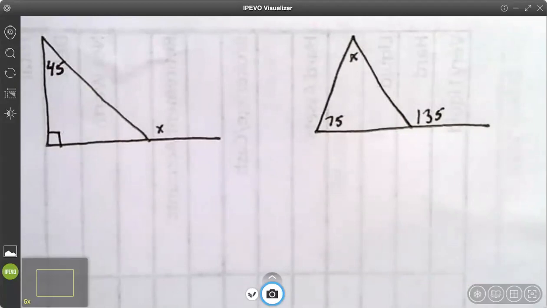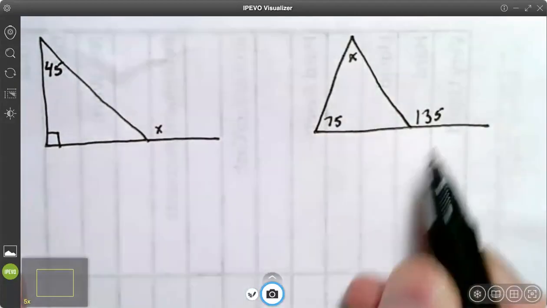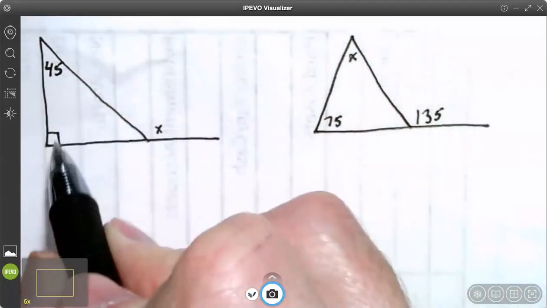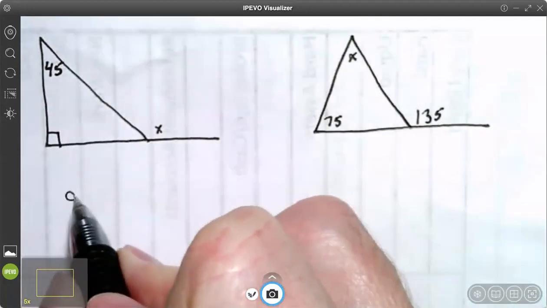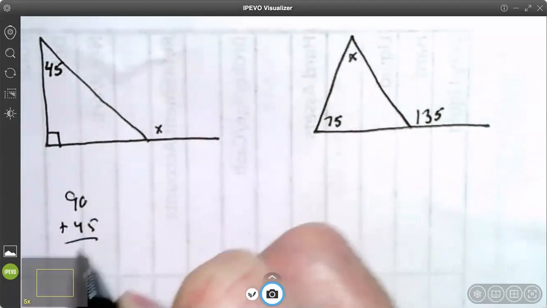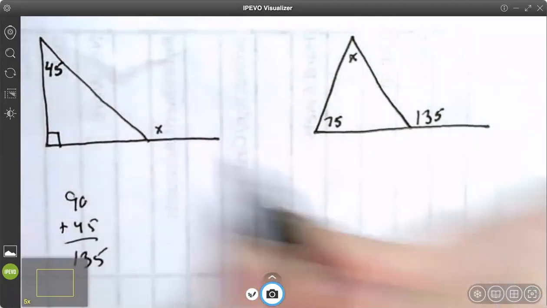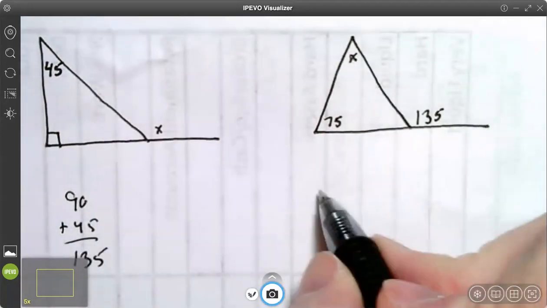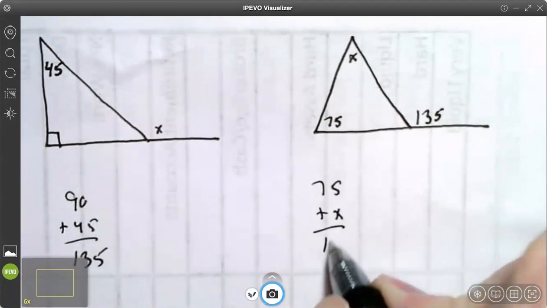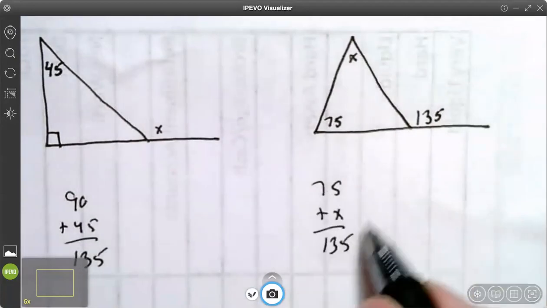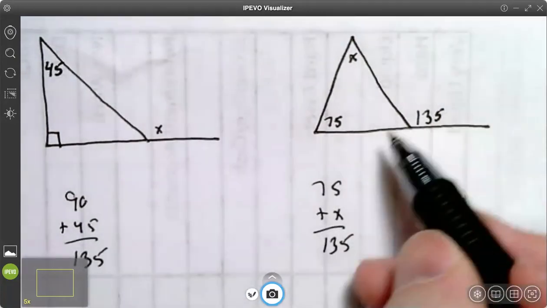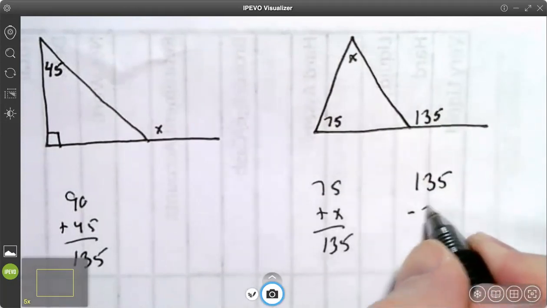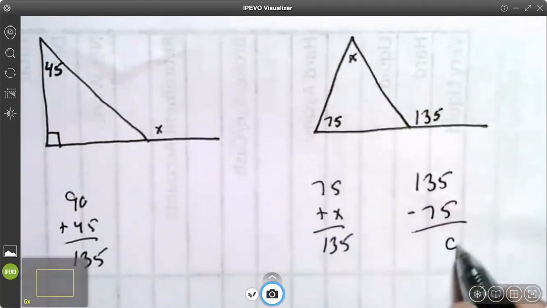So here we have our two main examples when dealing with exterior angles of a triangle. If we know these two angles on the opposite side, then we just add them together. So this one, 90 plus 45 equals 135, and that's going to be the same as this X. Here, 75 plus X is going to equal 135, and I could do an equation, 75 plus X equals 135, subtract 75 from both sides, but the easy way to do it is just take this 135, subtract from it the one you know, and that's going to give you the one you don't know.